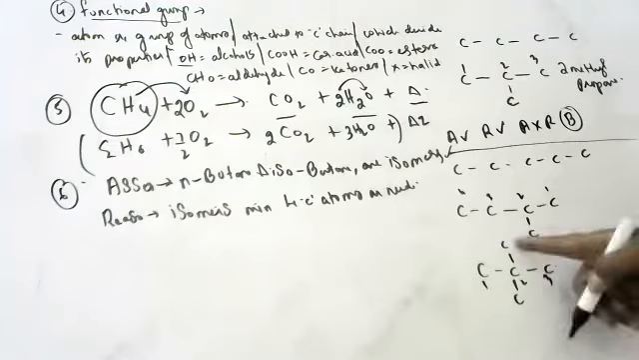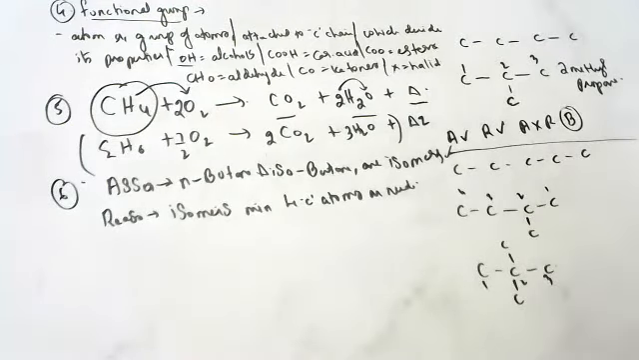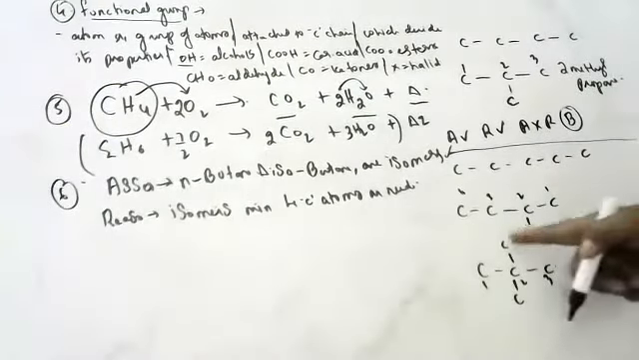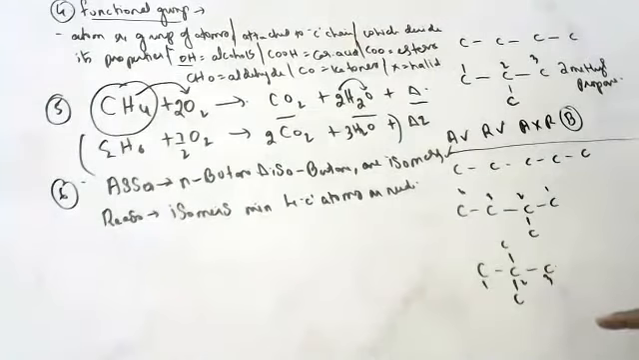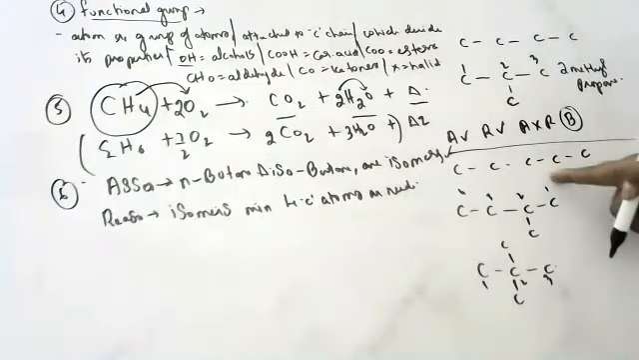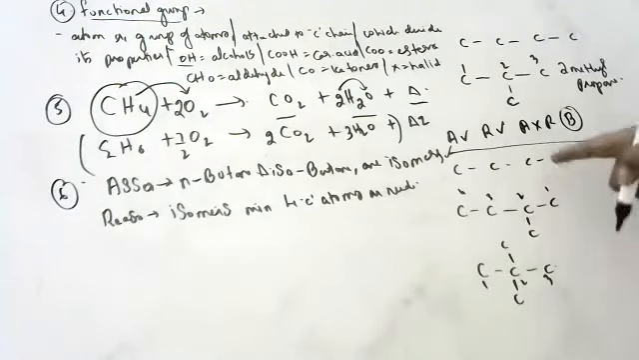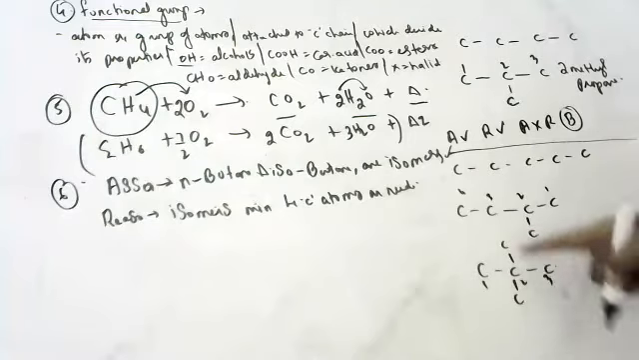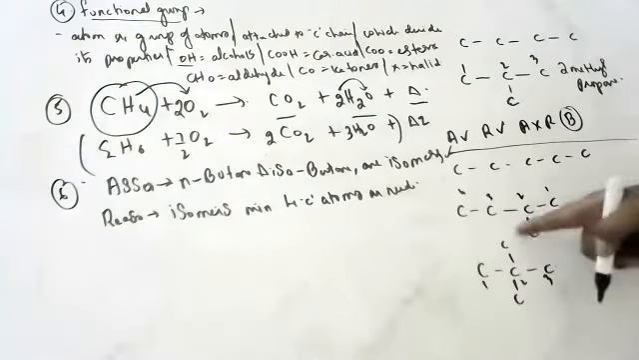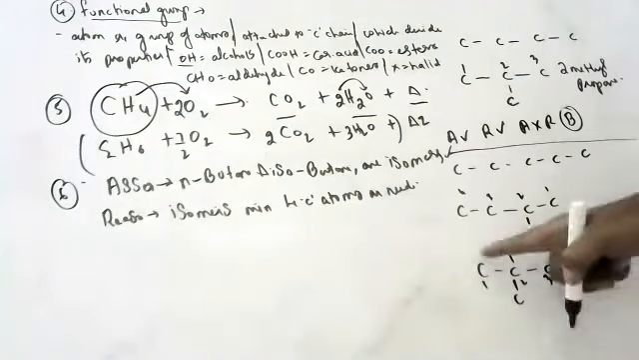2,2-dimethyl propane. You should say that. 2,2-dimethyl propane. 2-methyl butane. Nice. 2-methyl butane. This is 2,2-dimethyl propane.